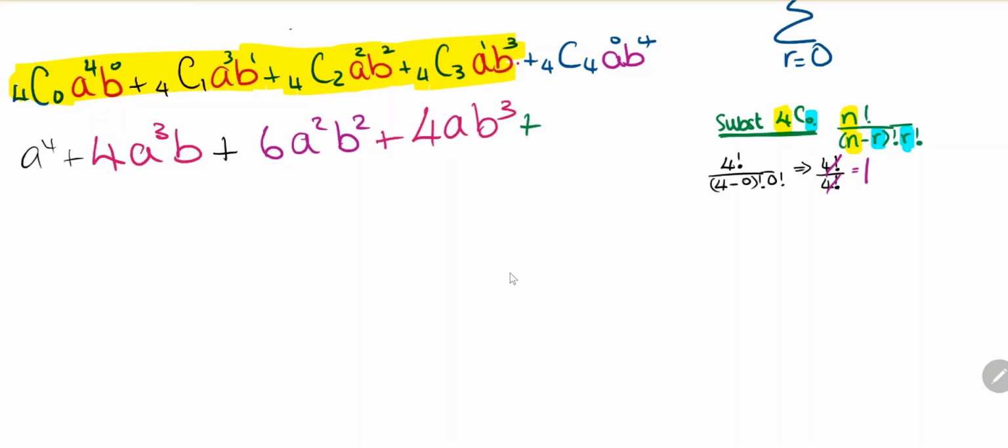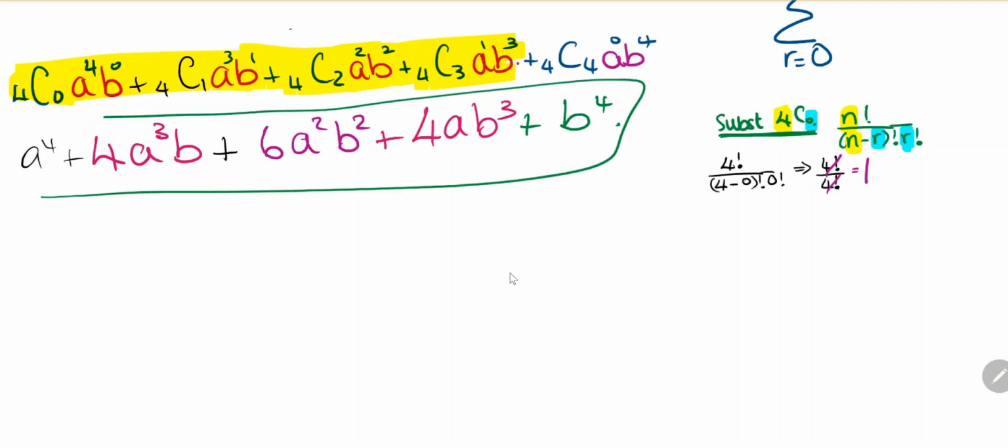So now the next one. This is going to be 4 factorial divided by 4 minus 4 factorial times 4 factorial. So 4 minus 4 is 0. And then we've got 4 factorial divided by 4 factorial, which we know is 1. So it's just going to be 1 multiplied, which we don't need to write. a to the 0 is 1, so we don't write that. So we'll just have b to the 4. And there is our final answer.